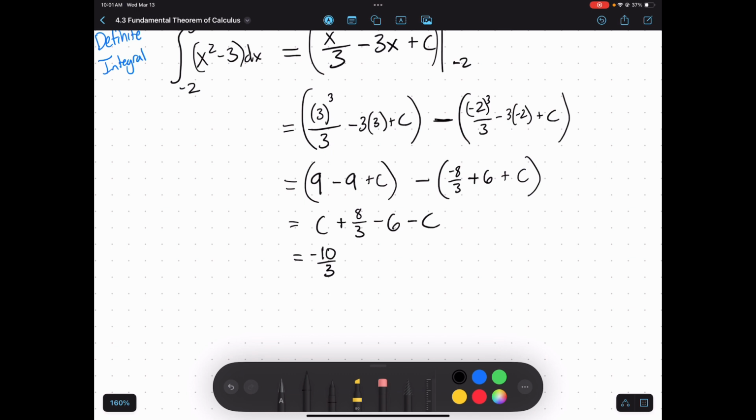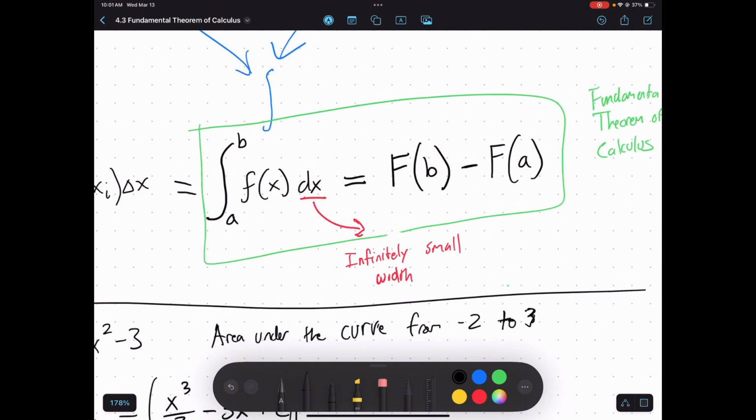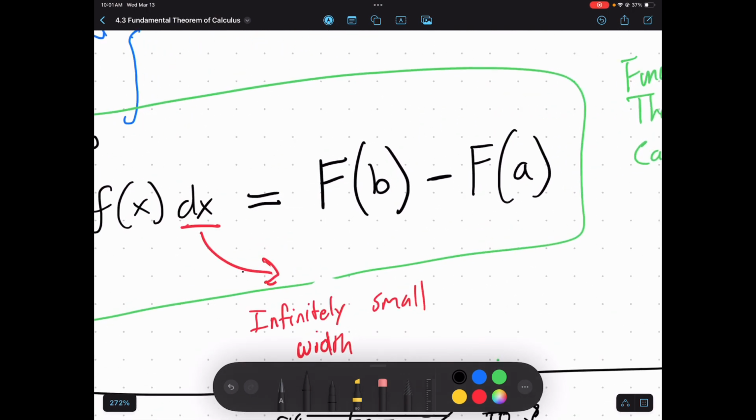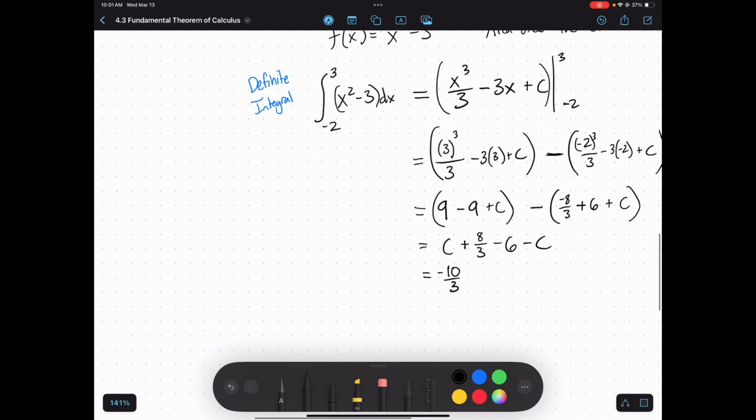Now, I want to say this before we talk about this answer. Notice how the constants ended up canceling out. Because your constant is going to be the same for the upper bound and the lower bound, and because the fundamental theorem of calculus involves subtracting those two values, your constants will always cancel out. So with definite integrals, as long as you have bounds, you don't need to worry about adding a plus c, because those c's are going to cancel out during your calculations anyway.